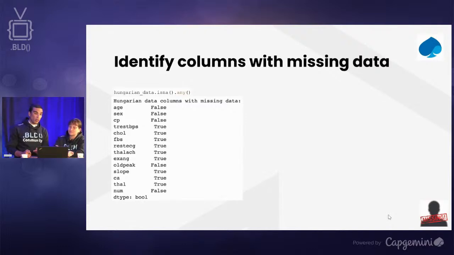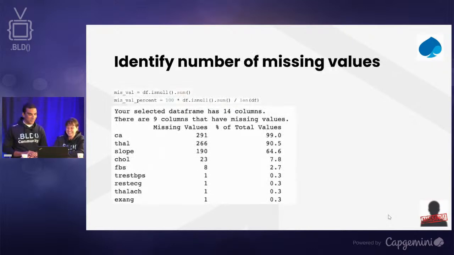And then we identify if there are missing, empty values here. That goes through all the columns and says false or true if there is missing data in each column. It looks like there are quite a few columns with missing data, which is good for our example.